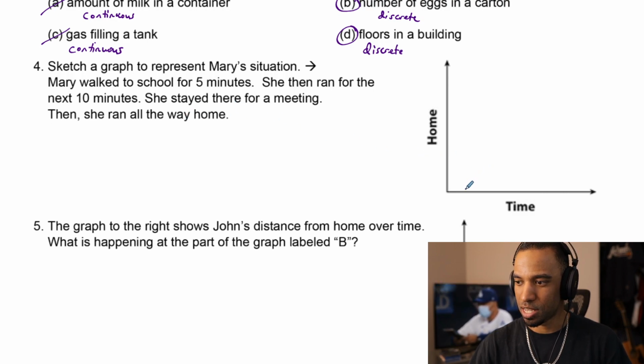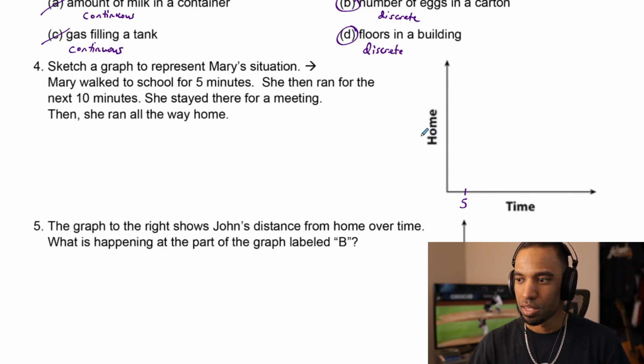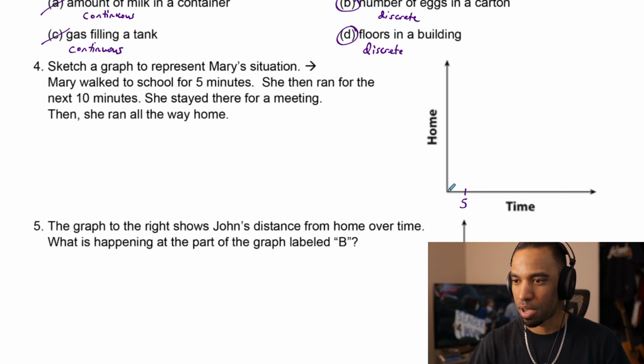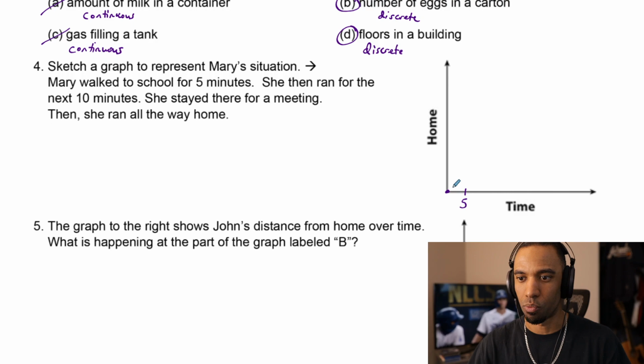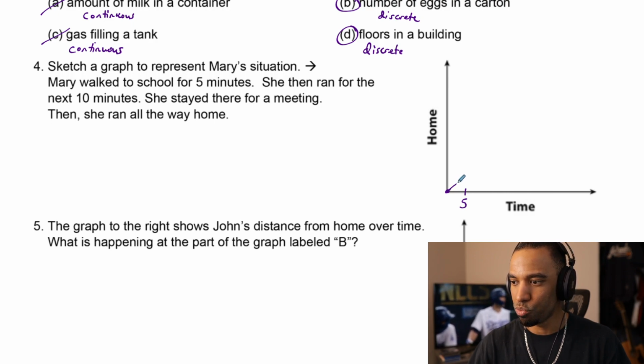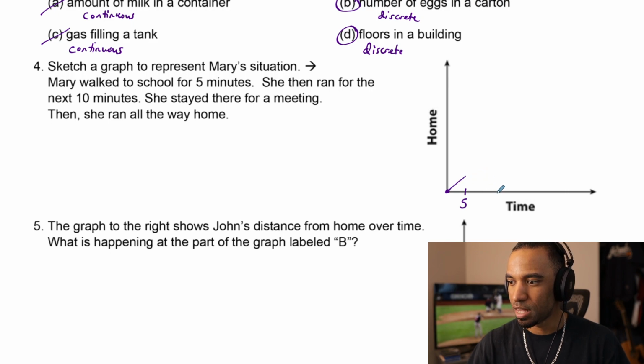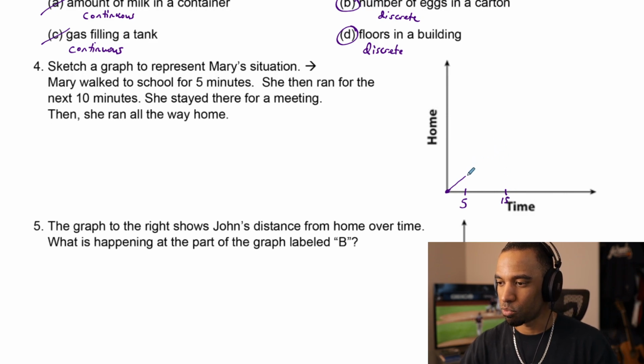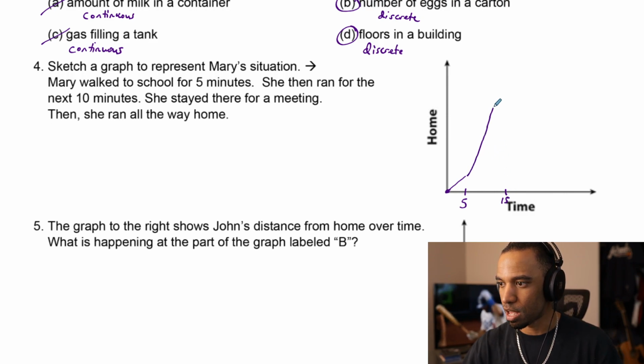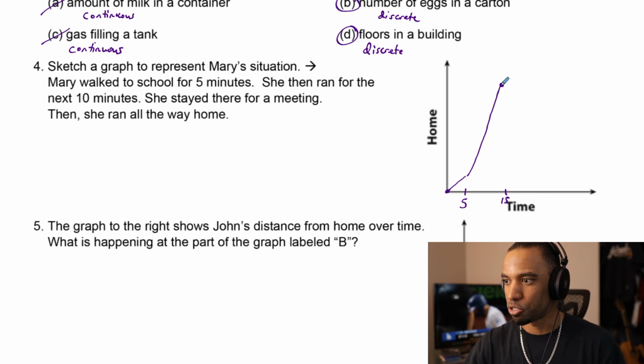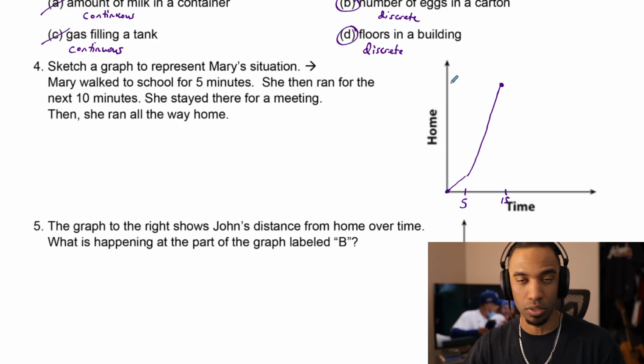So how about 5 minutes in? Home. They probably mean distance from home. So she starts at home, I guess. I don't know. It doesn't say where she starts, but I'll pretend she starts from home. She's walking some speed, not too fast just yet. And then for the next 10 minutes, from 5 to 15 here, she goes, holy moly, I gotta run to that meeting. I'm gonna be late. So she goes a lot faster there. Her distance from home is increasing over that amount of time. Now she's at school. Let's say this is school distance from home.